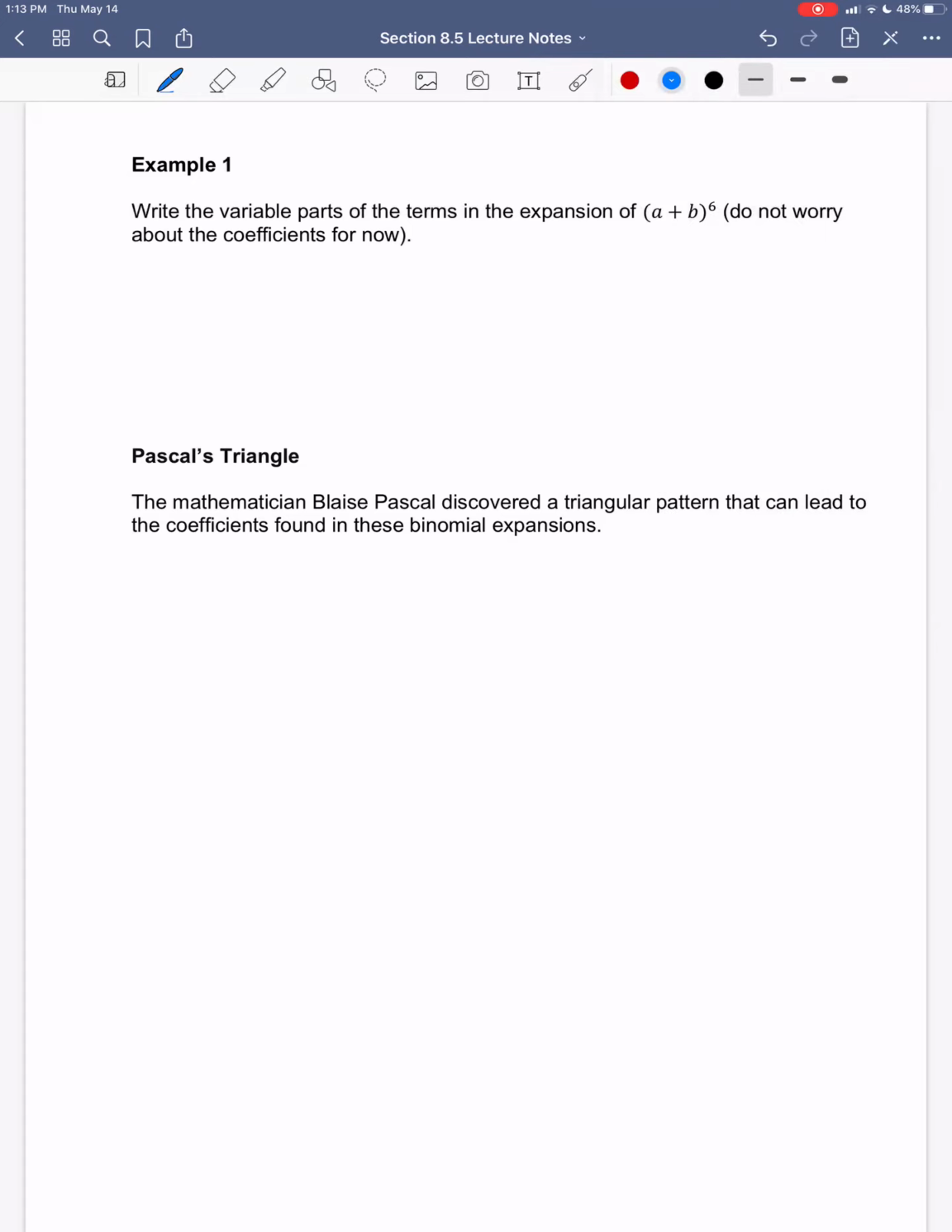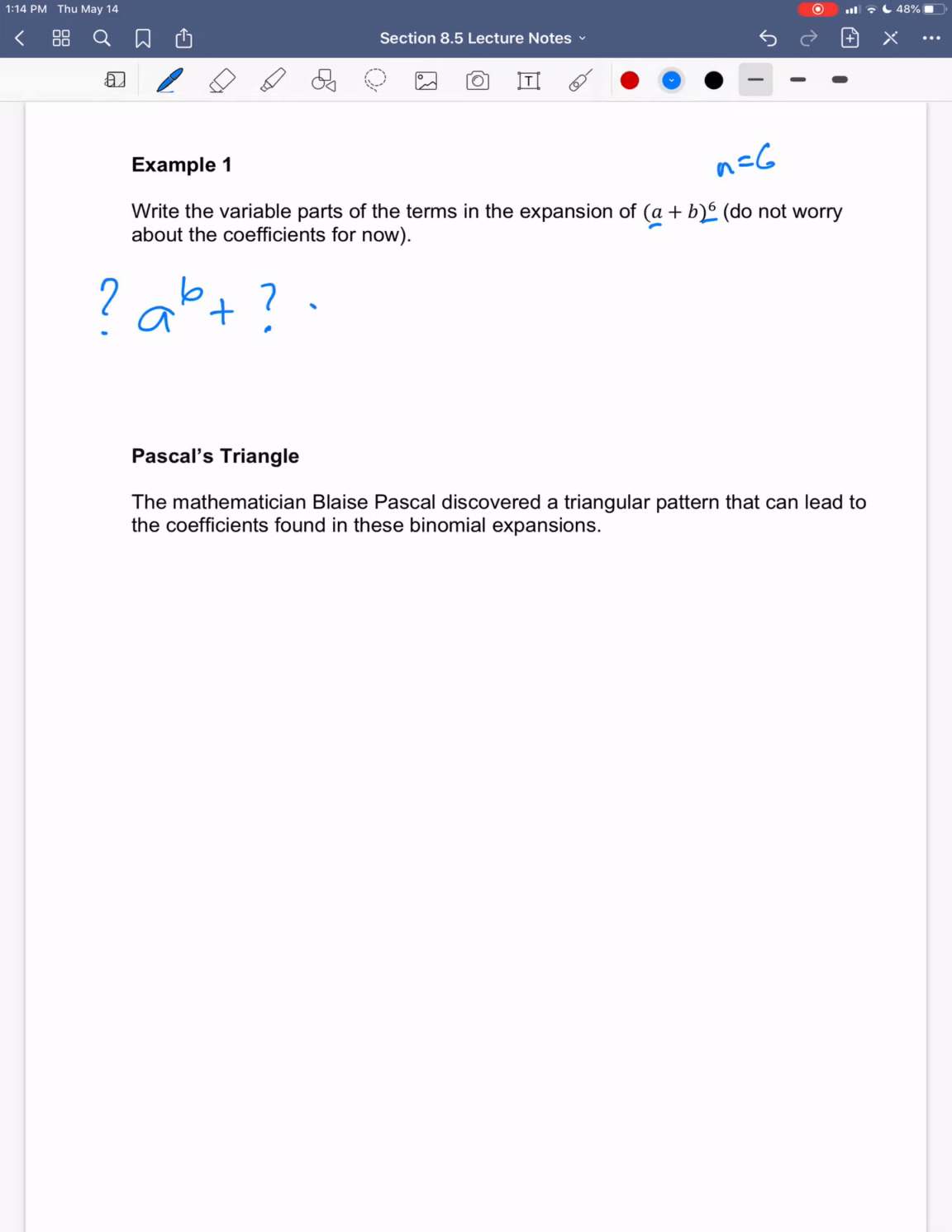So that's here example 1. Write the variable parts of the terms in the expansion of a plus b to the 6th. And I said, for now, let's not worry about the coefficients. So what we've got here is n is equal to 6. So I always start with whatever a is to that power. So I'm going to start with just a to the 6th. We figured that out. But I don't know what the next coefficients are going to be.